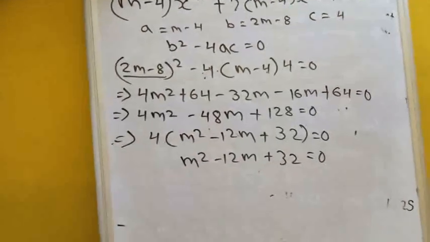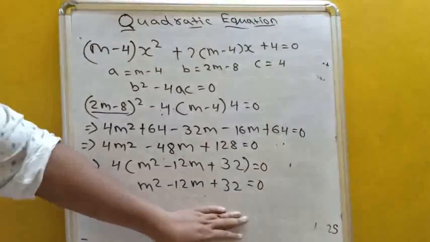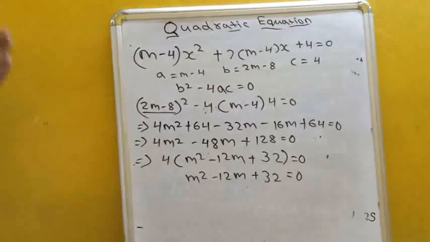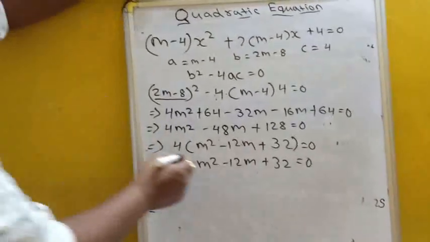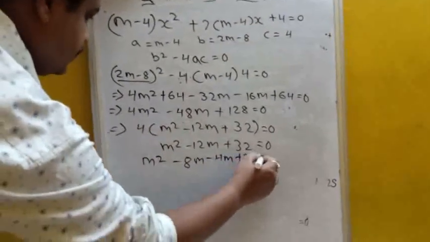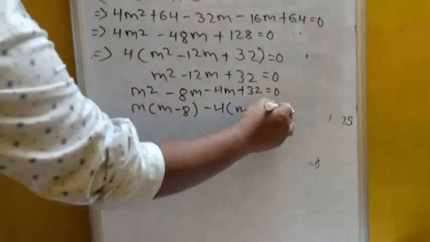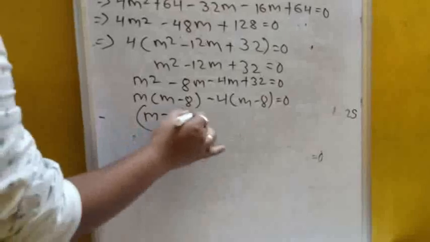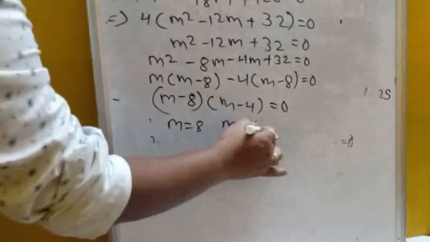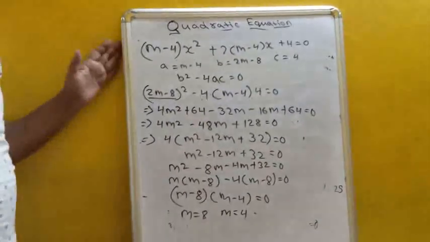Then splitting the middle term, again you may face the problem here. Sir told the value of m will come, but here what equation is coming? So you know that when this equation is coming, you have to solve by the factorization method, or you can say the splitting the middle term method. So how can you do? m square minus 8m minus 4m plus 32 equals 0. So m taken as the common, m minus 8, minus 4 taken as the common, m minus 8 equals 0. Therefore m minus 8 and m minus 4 equals 0. Therefore m equals 8, m equals 4. You got the values m equals 8 and m equals 4. So these are about the nature of the roots of the equation.